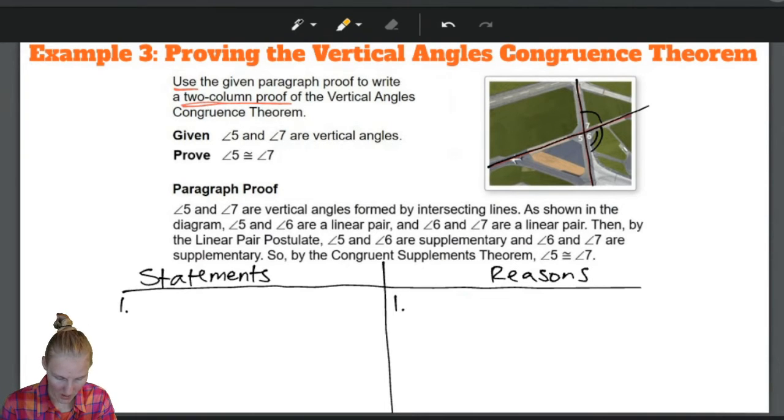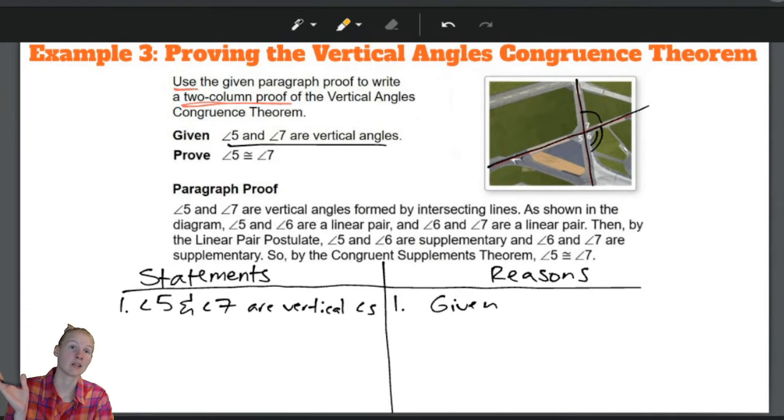So, 5 and 7 are vertical angles formed by intersecting lines. That's what we are given. So, angle 5 and angle 7 are vertical angles. Reason for that? It was given to us. Okay. As shown in the diagram, 5 and 6 are a linear pair, and 6 and 7 are a linear pair. That looks like the next step for me.